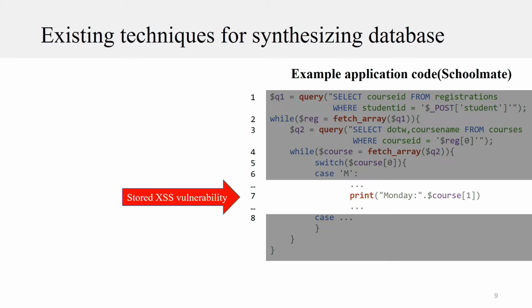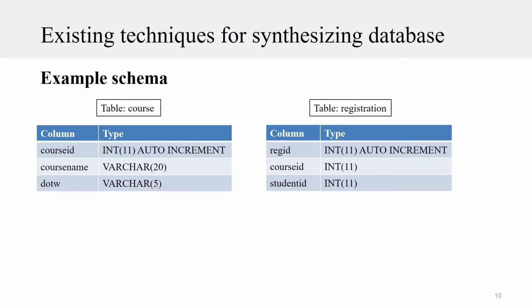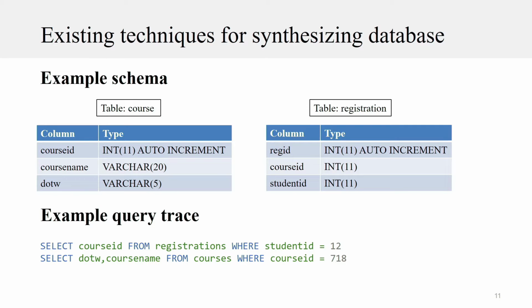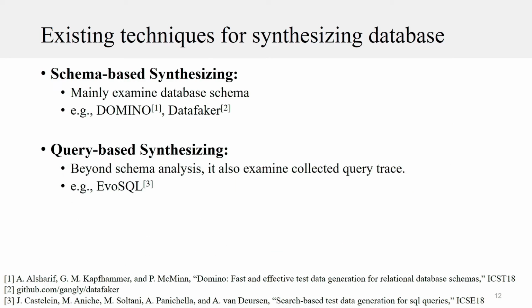Unfortunately, the developer failed to sanitize the data retrieved from the database. Therefore, we have a stored cross-site scripting vulnerability here. These table definitions are part of the SchoolMate database schema, and this query trace is manually collected when a student with ID 12 is interacting with this web application.